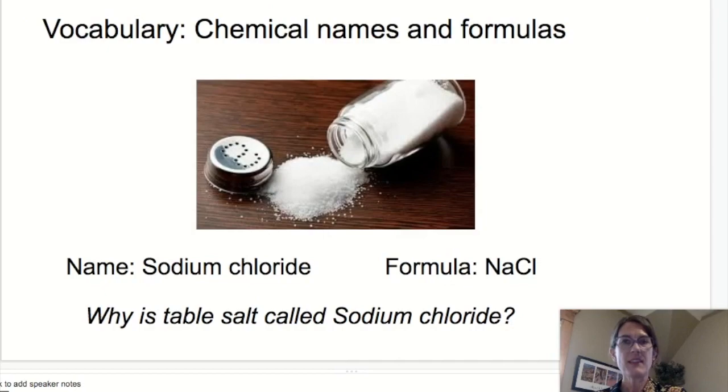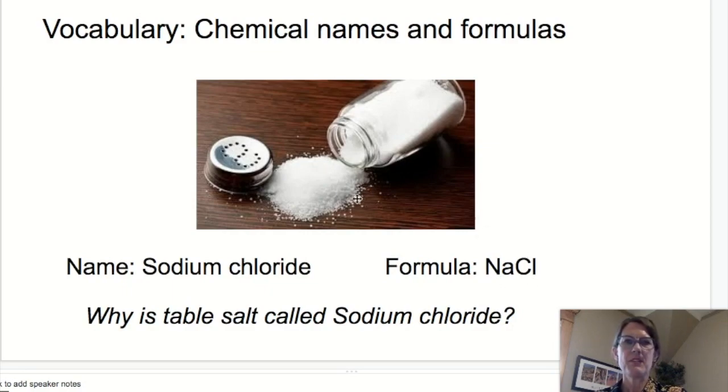All right, we're going to practice a little bit with the names before we end this. So vocabulary again, chemical names and formulas. When you see the words written out, of course, that's the name. And when you see the symbols, that's a formula. And remember, two capital letters means this is a compound. It's something bonded, two elements bonded.